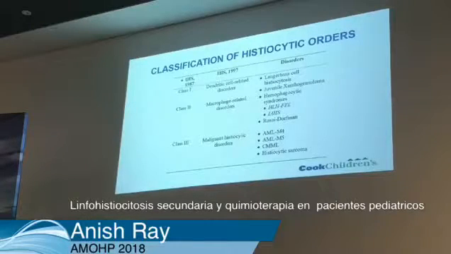So, divided into 3 classes, as you can see, class 1 consists of dendritic cell disorders, namely Langerhans cell histiocytosis and juvenile xanthogranuloma. Class 2 consists of macrophage-related disorders, namely HLH, as well as Dorfman. These are all very rare conditions. And then class 3 is the malignant histiocytic disorders, certain subtypes of AML, M4, M5, as well as chronic myelomonocytic leukemia and histiocytic sarcomas.